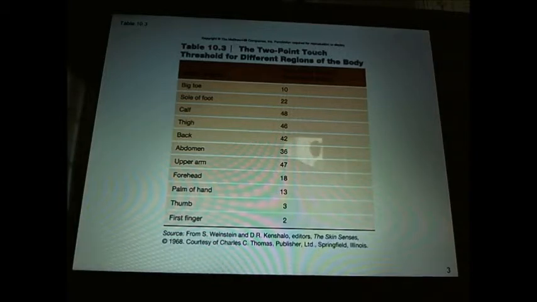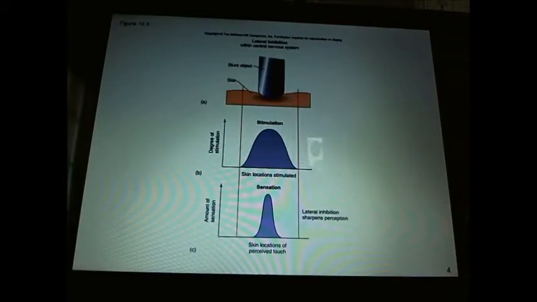Okay, now we're going to talk about referred pain. Actually, let's go back. We're going to talk about lateral inhibition here. Lateral inhibition, when the sensors are touched by a blunt object, you don't feel just a fuzzy sensation. You still feel a defined edge to it. That is because as some sensors are firing, they will inhibit other sensors around. It's called lateral inhibition, and that's used, like as you see in figure 10.6, a blunt object. The stimulation is much larger, but the sensation is much more defined.